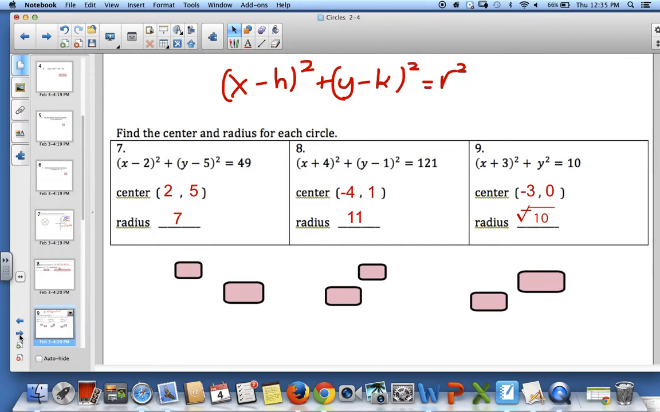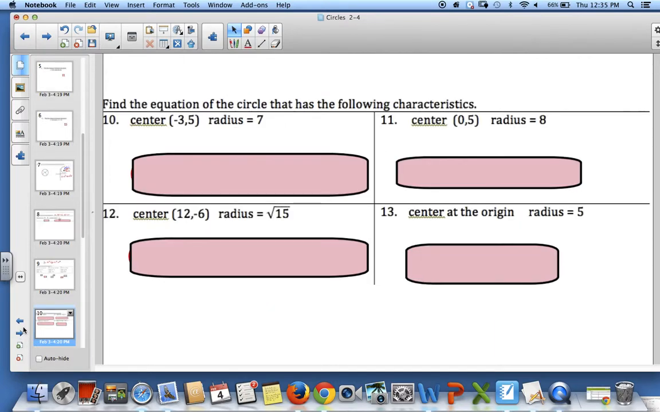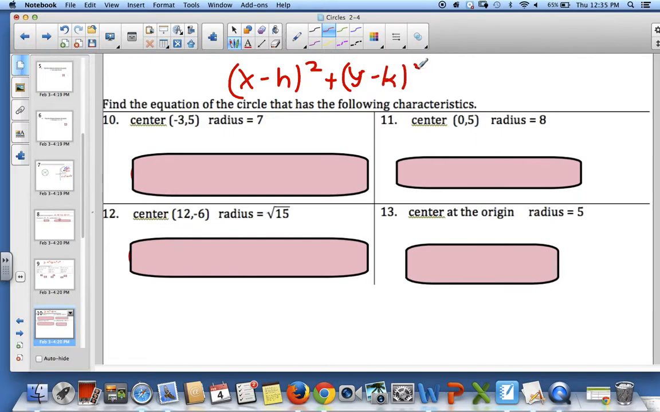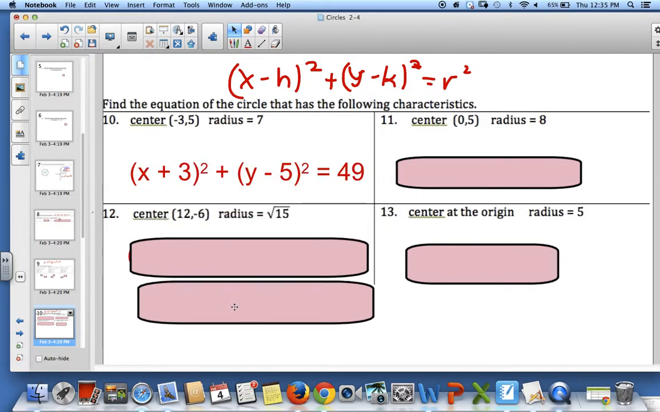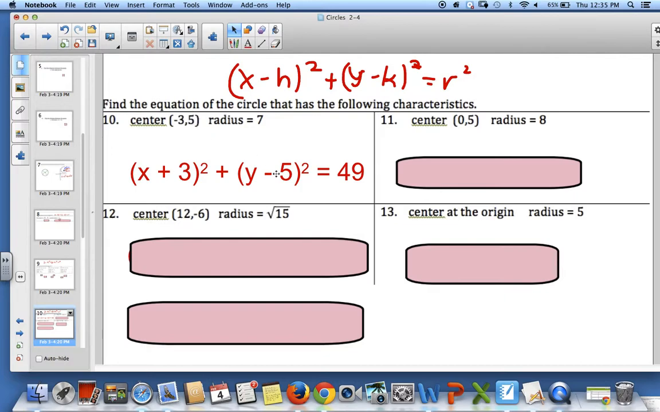Okay, now when we go to the next set, it's going to be the opposite method. Now we're going to go backwards. Remember, again, I'll write the equation up here. (x minus h) squared plus (y minus k) squared equals r squared. So in this one, we want to look at this and say, well, it's going a little bit backwards. The center is -3, so it's going to be (x plus 3) squared, y minus 5, the opposite of -5 here, squared equals 7 squared, which is 49.